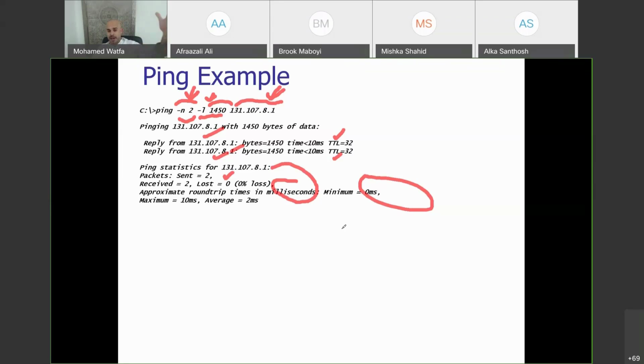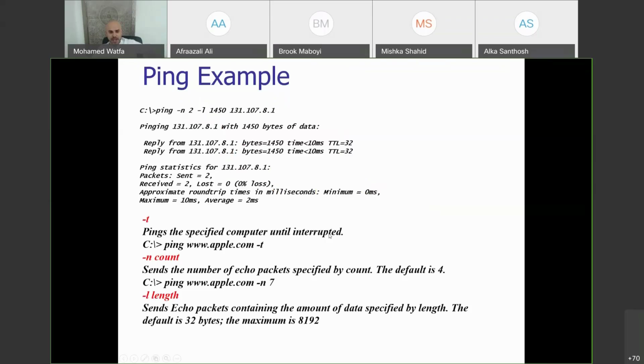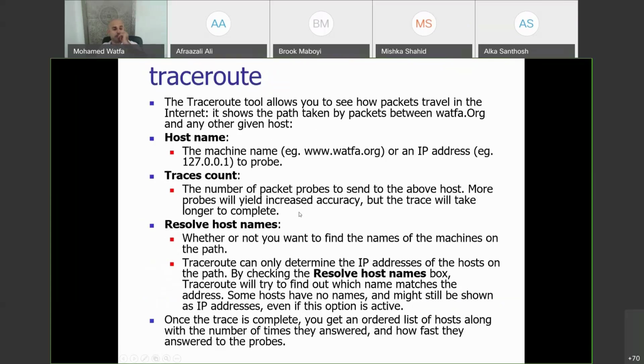Let us look at another command. Again, you can see the -n count is how many packets I'm sending. The -l is how big the packet is. How many packets I'm sending, and how big the packet is. The default is 32 bytes.